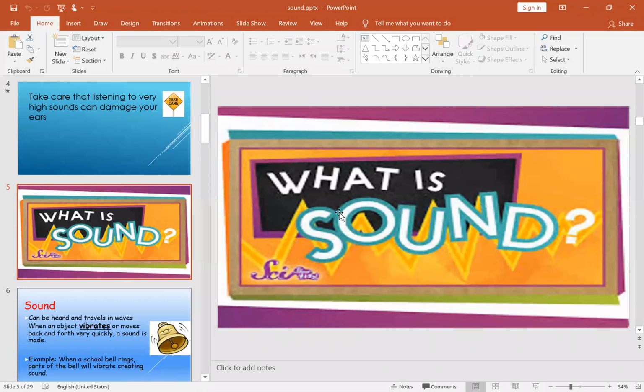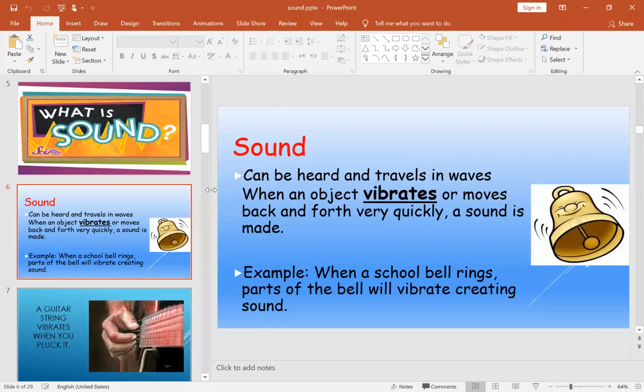The sound. What is sound? Sound is something that can be heard and travels in the form of waves. When an object vibrates, it makes a sound. This vibration from the object travels in the form of waves through the air, for example, and reaches your ears and causes the hearing of the sound.